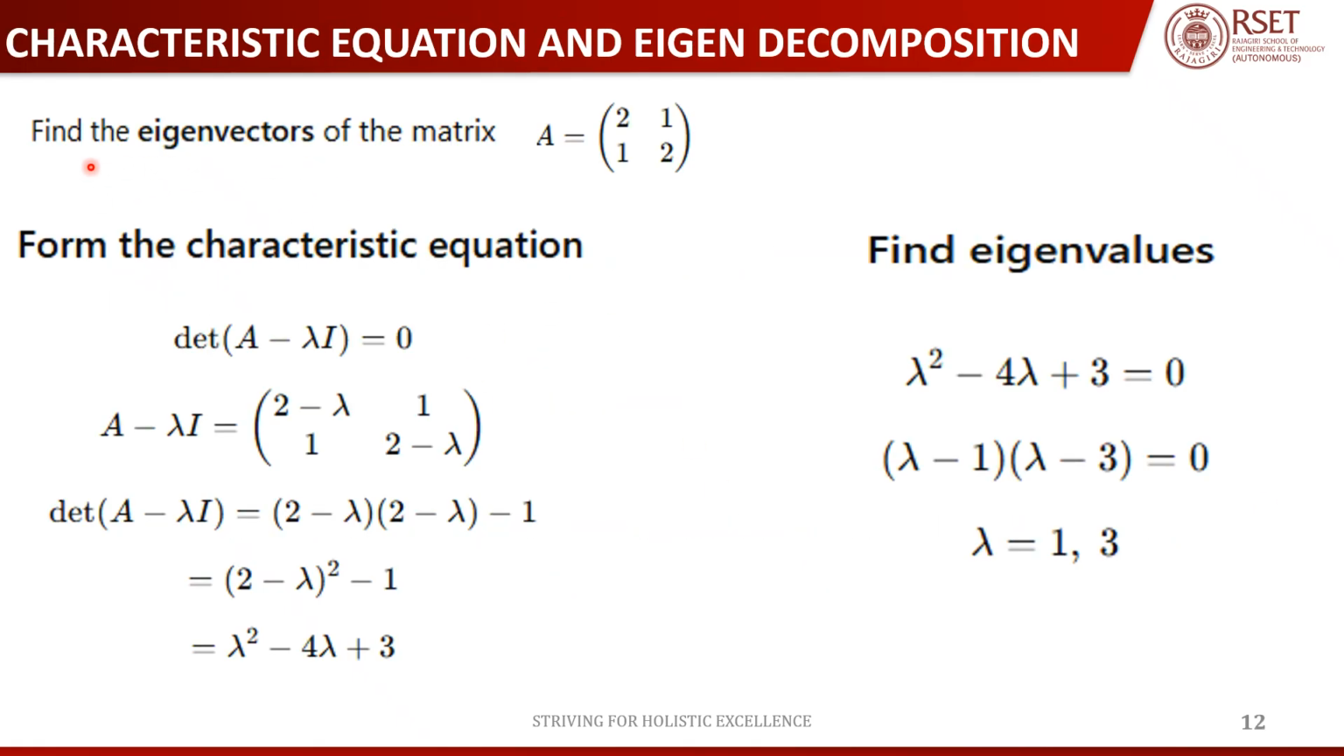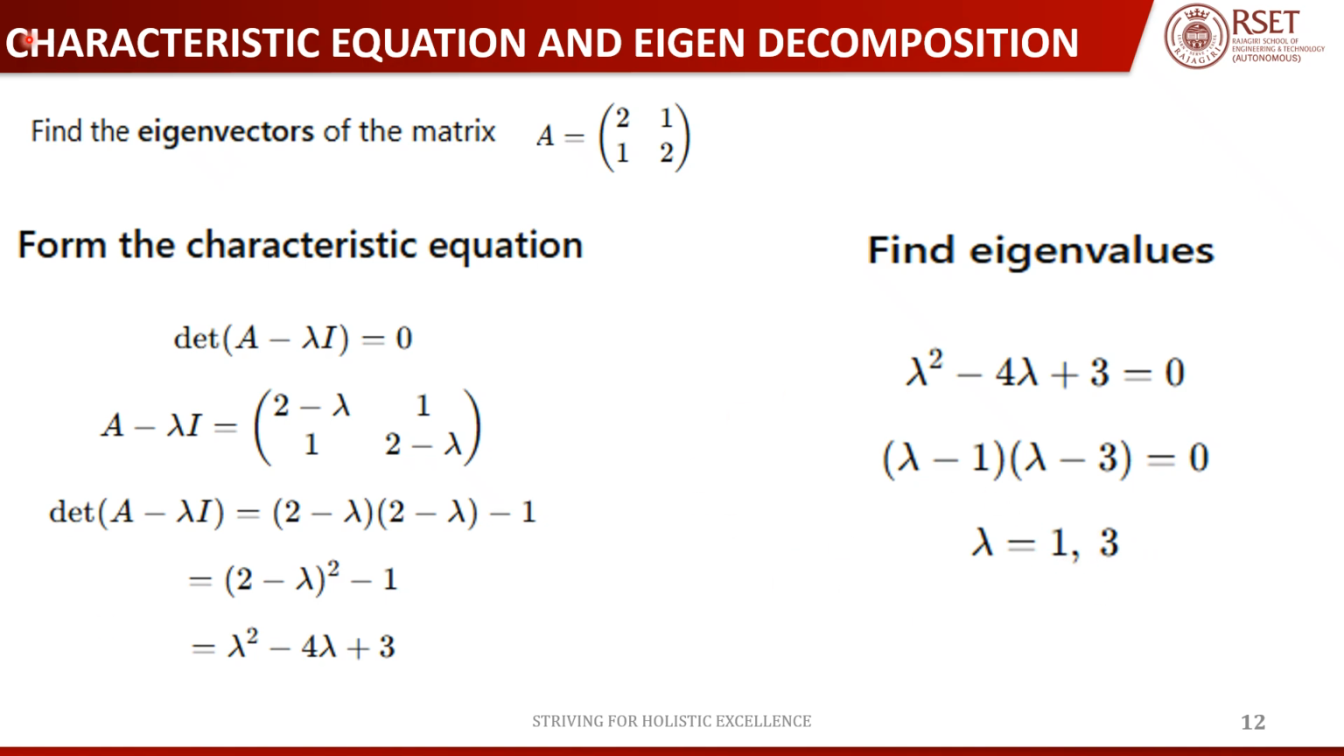Let's see this question: find the eigenvectors of the matrix A, 2 1 1 2, which is a 2 by 2 matrix. In order to get the eigenvector, first we need to find the eigenvalue. So we know what to do. We'll find the determinant of A minus lambda I equal to 0 and get the characteristic equation, then find its roots. A minus lambda I here is 2 minus lambda, 1, 1, and 2 minus lambda. Finding its determinant, it is equal to lambda square minus 4 lambda plus 3, and equating it to 0, we have the eigenvalues lambda equal to 1 and lambda equal to 3. Then using these eigenvalues, we will find the eigenvectors.